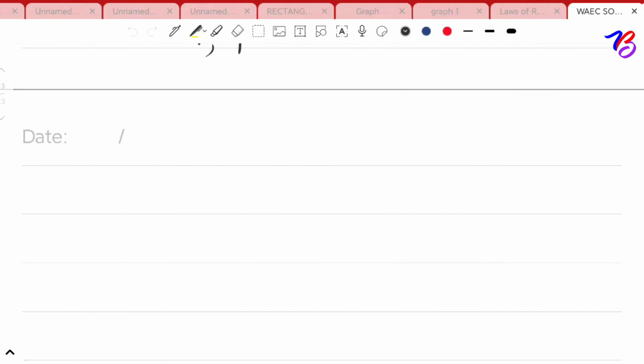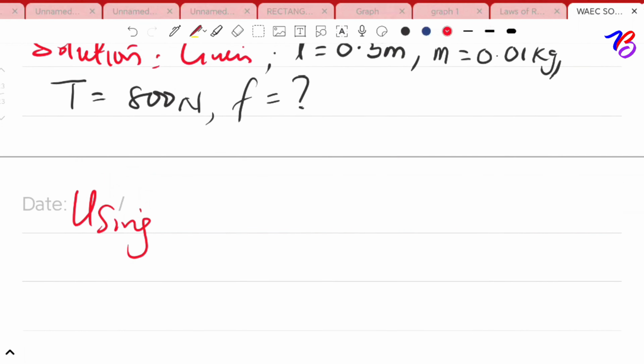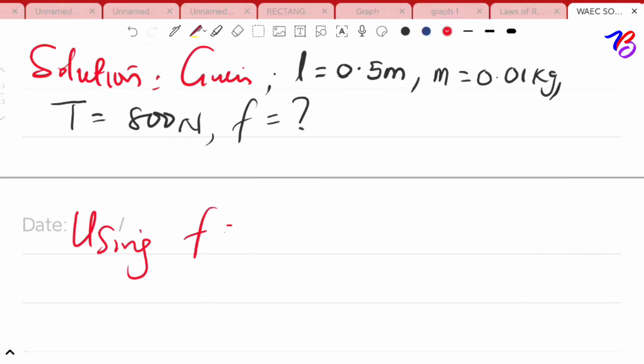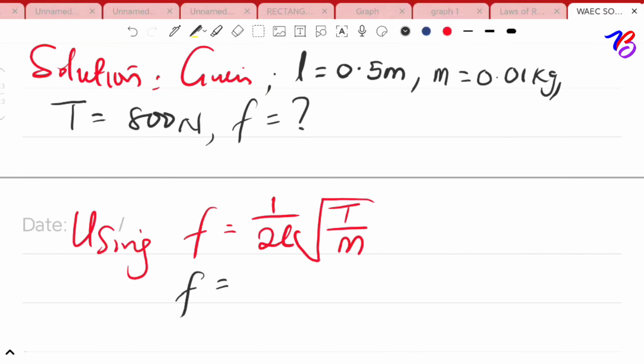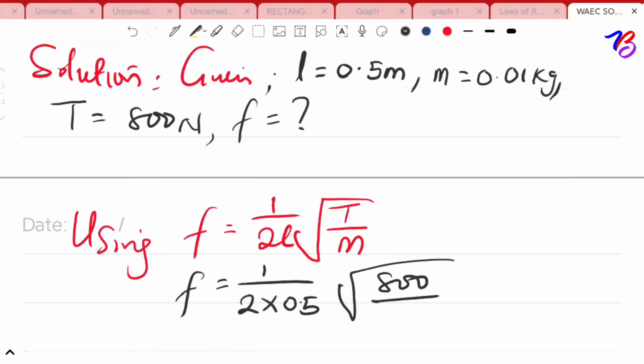Now, the formula to be used here: F is equal to 1 over 2L, multiplied by the square root of T over M. Are you following? This formula will suit our data, so that F will now equal 1 over 2 multiplied by our L, which is 0.5, multiplied by the square root of tension, 800 Newton, all divided by our mass, 0.01.